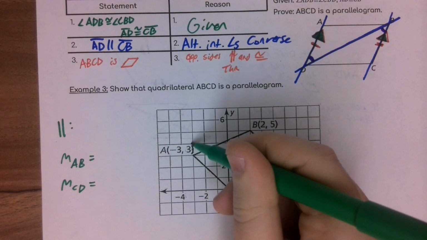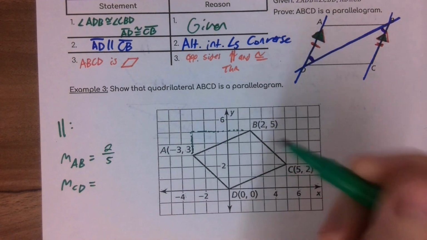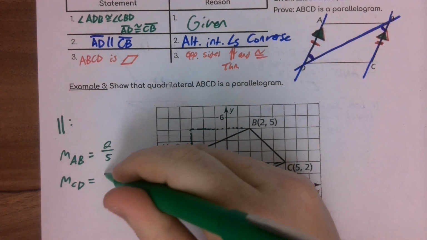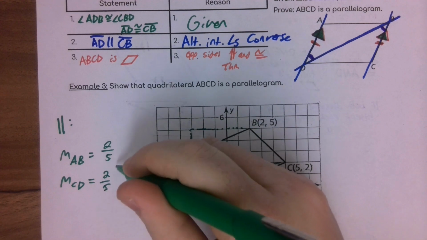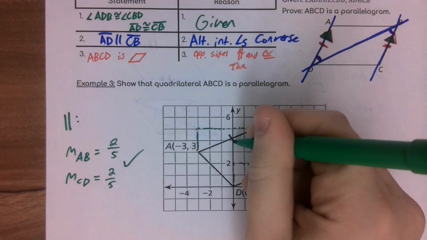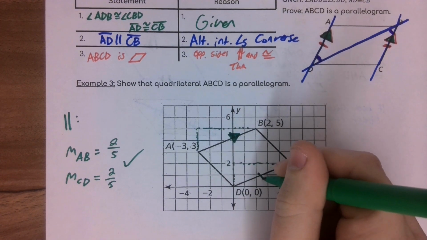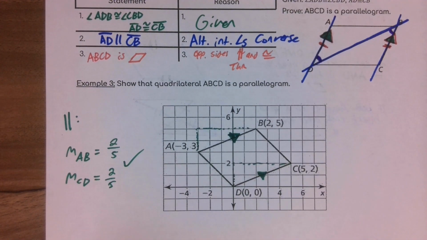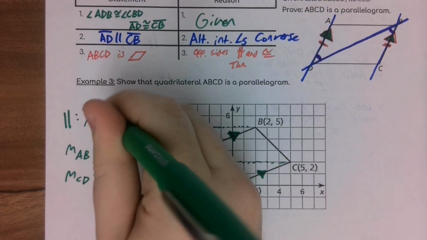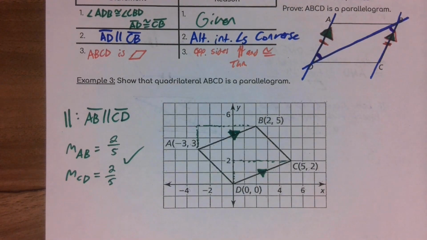The slope from A to B, I go up 2 over 5, it's 2/5. The slope from D to C is up 2 over 5, it's 2/5. Cool! These two lines are parallel. That does not mean they're necessarily congruent, but it does mean this. It means that AB is parallel to CD.